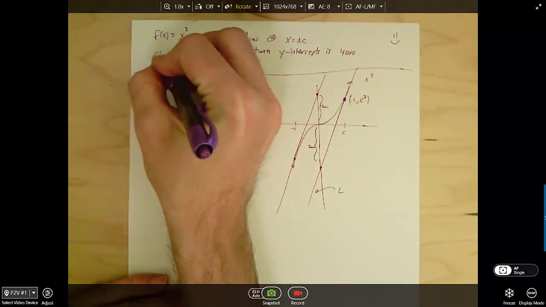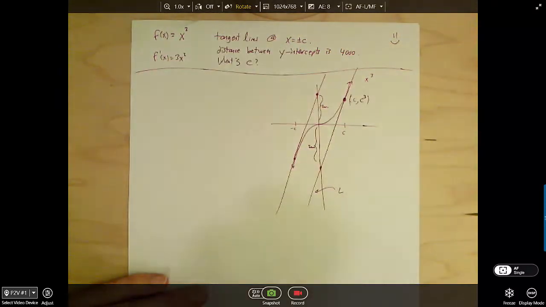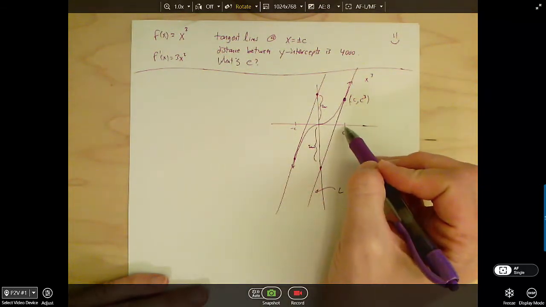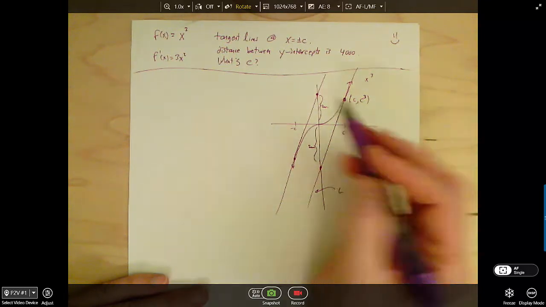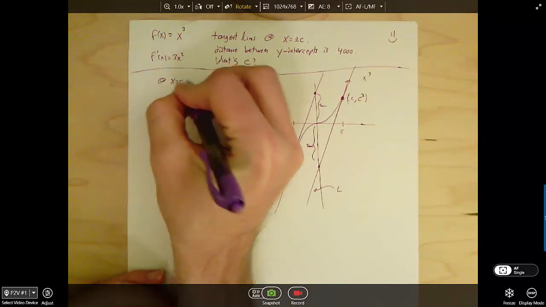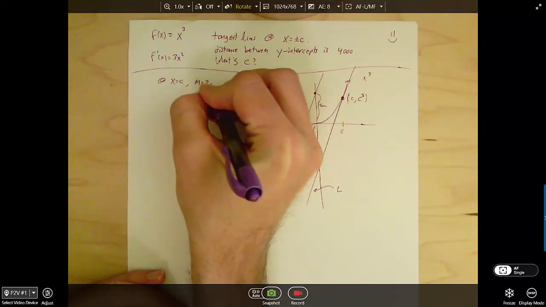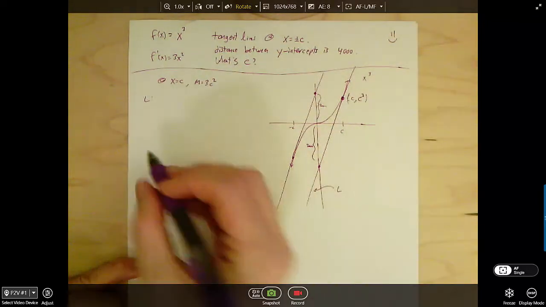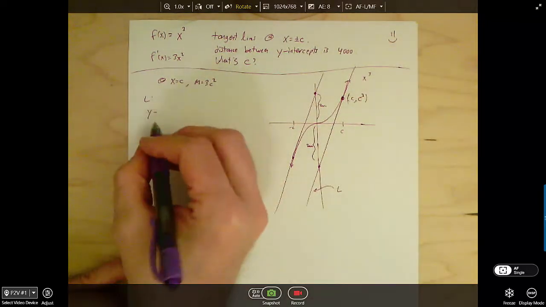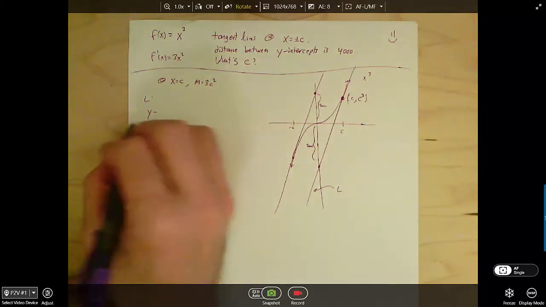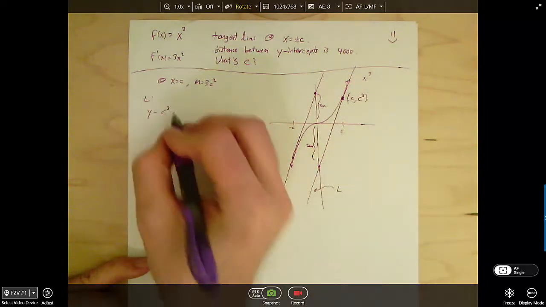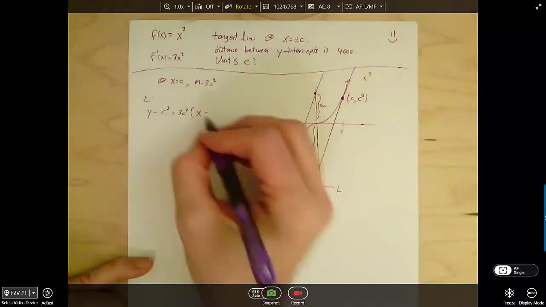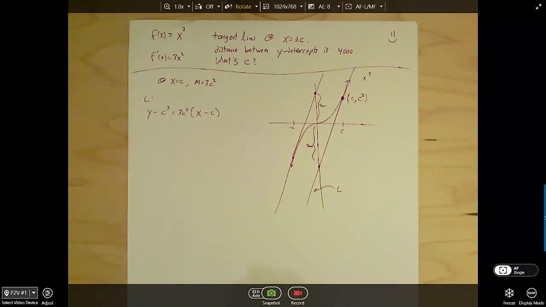So the derivative is going to be 3x squared. But remember, I want the derivative at a specific point. I want to find what's the slope of the tangent line when x equals c. So at x equals c, the slope of the tangent line is 3c squared. So if I'm going to write the equation for my line L here, I can use the standard template. So y minus a y value, so my y value here is c cubed, equals the slope times x minus a particular x value on the curve, c. So now I've got my line.